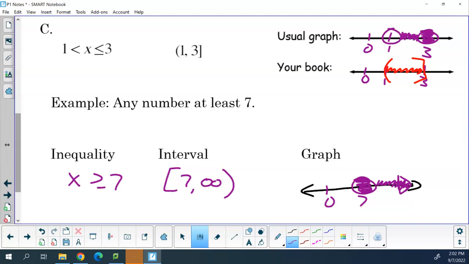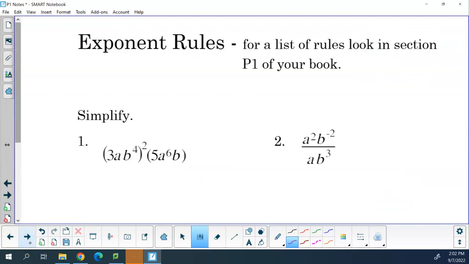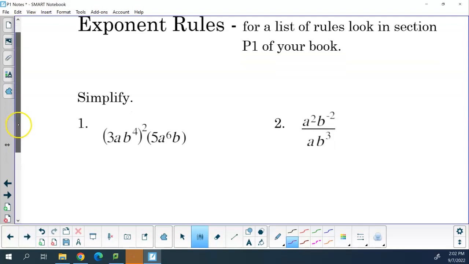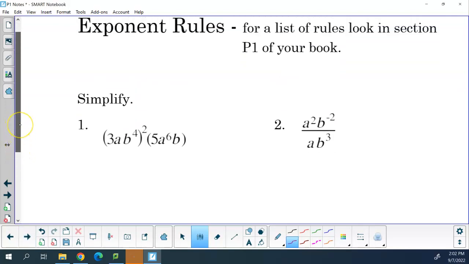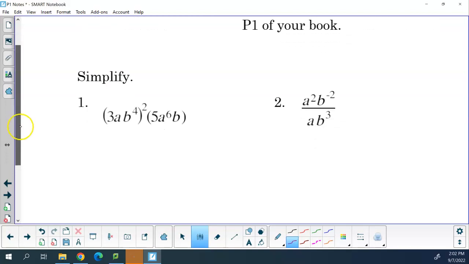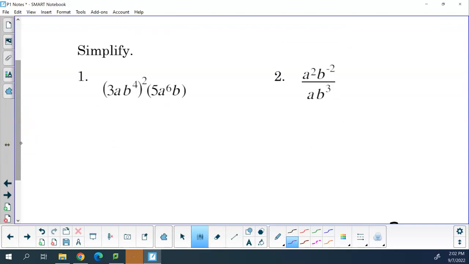So now, change gears again. We went from set notation to graphing, inequality, interval notation, to exponents. Holy cow. Lots of stuff in P1. In your book, and there's a link on Canvas, there's a list of rules. We very rarely use it, and we'll talk about it more. I'm going to ask you to do number 1 and 2 right now, not by yourself, with your elbow partner. Talk to each other. Go.